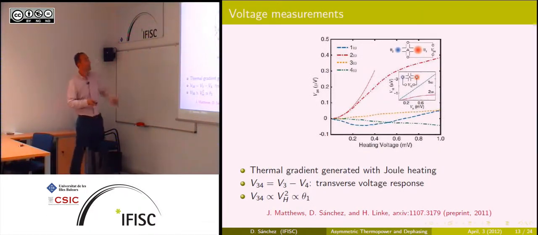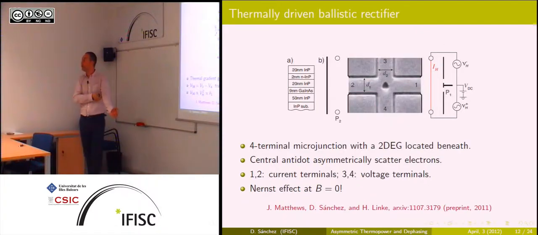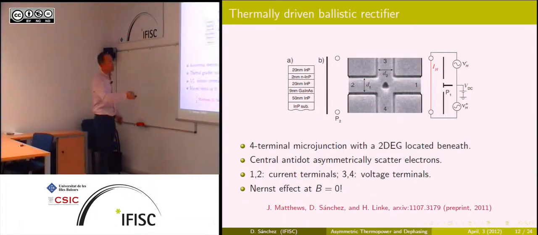Now, these are the results. This is the voltage drop as a function of the heating voltage. They measure harmonics: omega, 2 omega, 3 omega, etc. The largest of all these harmonics is 2 omega. Sorry, what is the heating voltage? I didn't say this.